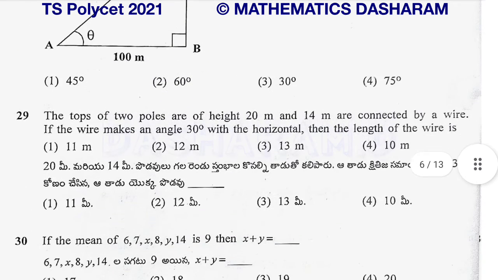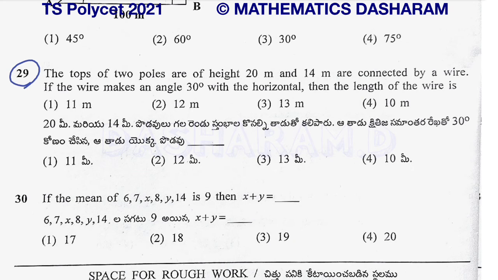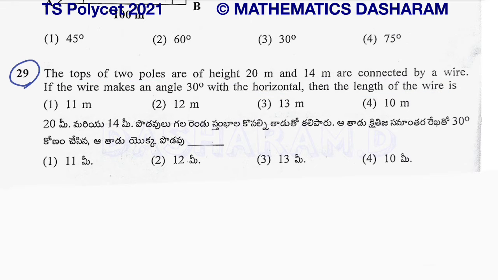Next to question number 29. The tops of two poles of height 20 meters and 14 meters are connected by a wire. If the wire makes an angle 30 degrees with the horizontal, then the length of the wire is. So let us draw the two poles. One is 20 meters, another one is 14 meters. Both are on the same ground. The tops of the two poles, these are the tops, connected with a wire. So here connected with a wire, and the wire makes an angle 30 degrees with the horizontal.